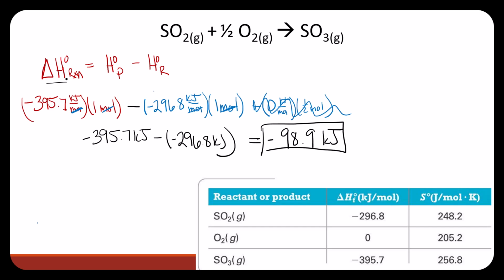Now I'm going to go to a new slide. I'm going to do the same thing for the entropy. If you would like to challenge yourself, go ahead and pause the video and see if you can determine the entropy change.